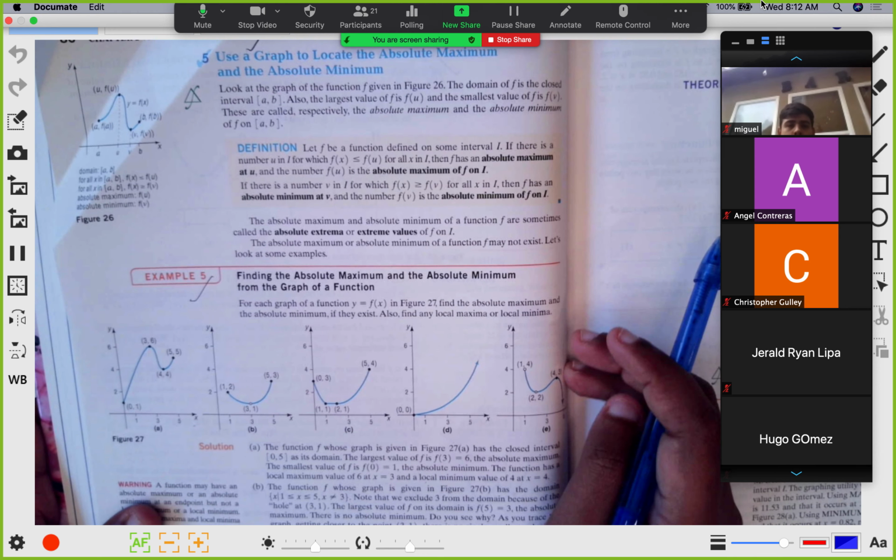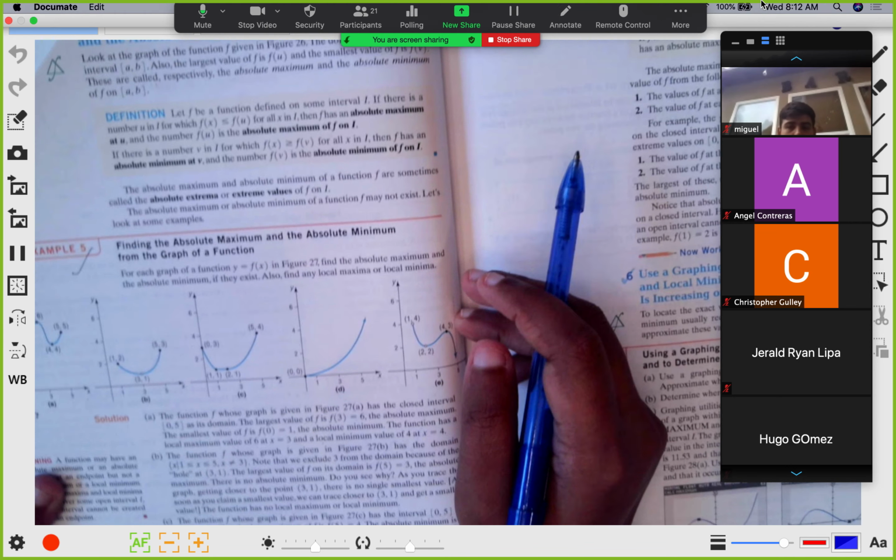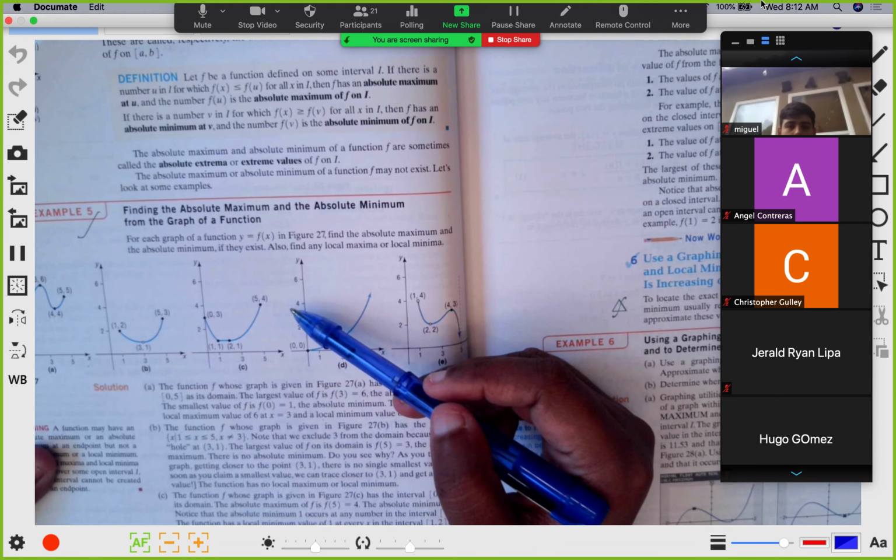I want everyone to do the next 3 parts. I want everyone to try C, D, and E part right now.